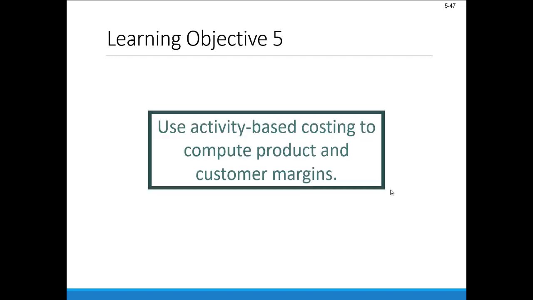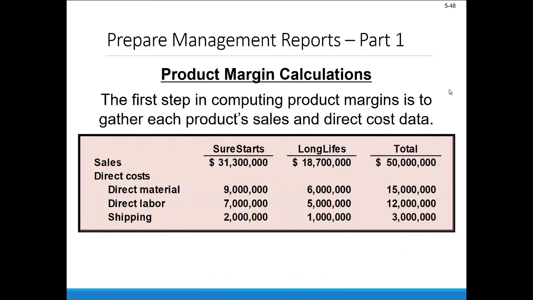All right, so now learning objective 5 is to use our ABC to compute product and customer margins. We already talked about assigning cost to those cost objects, and now we'll just take it to the finish here and figure out what those margins might be. So let's start with product margins. The first step there is to gather each product's sales and direct cost information. So for Baxter, let's assume sales for the Sure Starts there were $31.3 million. For the Long Lives, $18.7 million.